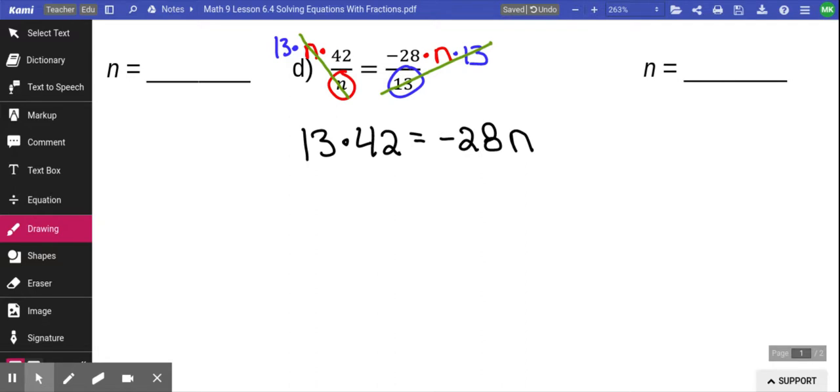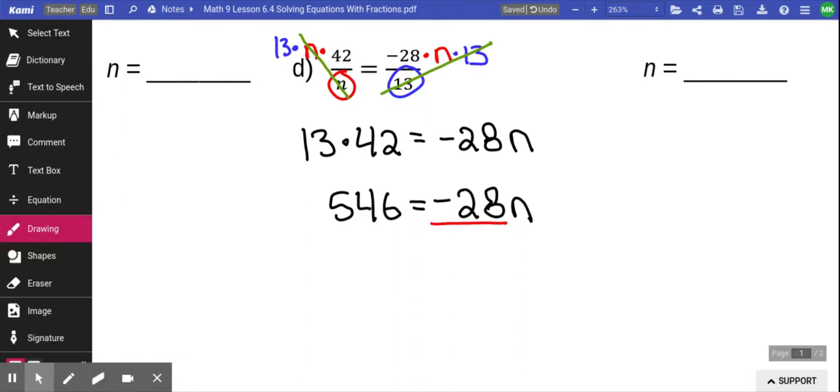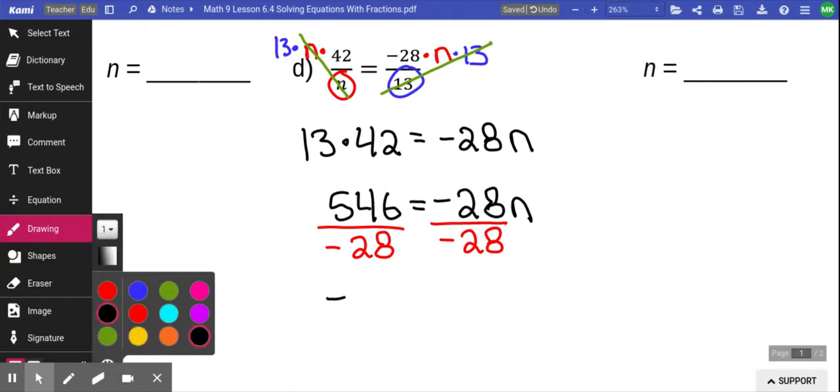I then can calculate the right-hand side. 13 times 42 is 546. On the right-hand side, I have negative 28n. I want to get n by itself, so I have to divide negative 28 to both sides. When I do that, I end up getting 19.5, and it's negative 19.5. So that's my final answer.